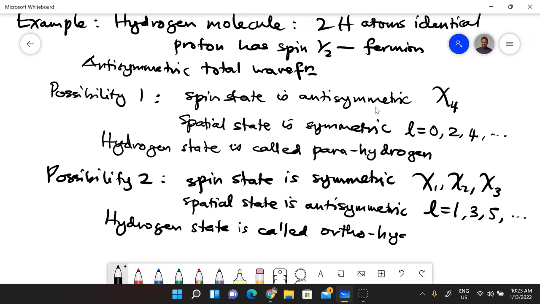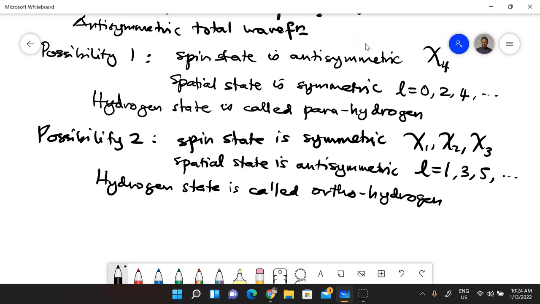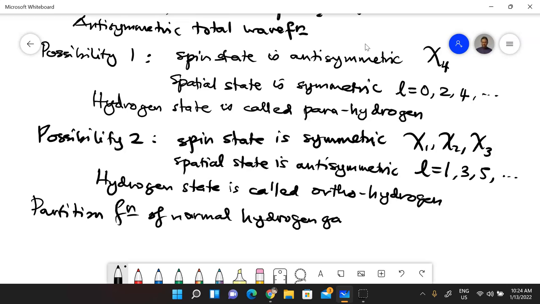Now in the book there is a picture where you can see how these different states come about. So let me just make this remark about partition function over here. So partition function of normal hydrogen, yes. So this would be a mixture of both the para and ortho states.